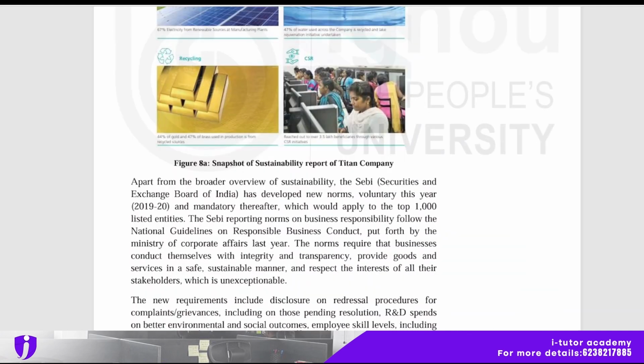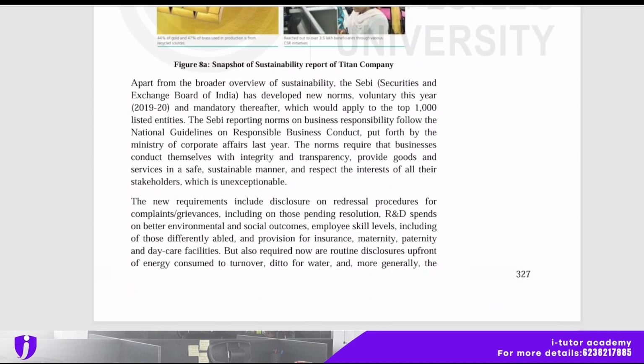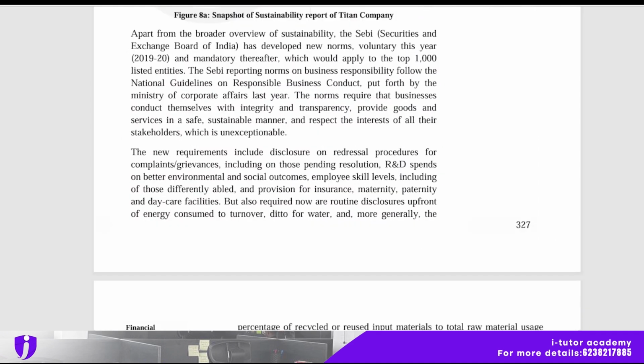Apart from the broader overview of sustainability, SEBI, the Securities and Exchange Board of India, has developed new norms, voluntary this year and mandatory thereafter, which would apply to the top 1,000 listed entities. The SEBI reporting norms on business responsibility follow the national guidelines on responsible business conduct put forth by the Ministry of Corporate Affairs last year. The norms require that businesses conduct themselves with integrity and transparency, provide goods and services in a safe, sustainable manner, and respect the interest of all their stakeholders, which is unexceptionable.